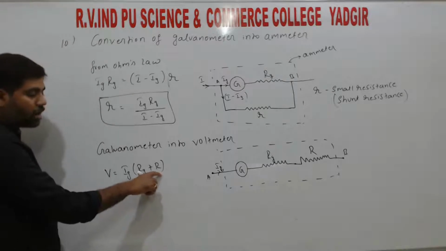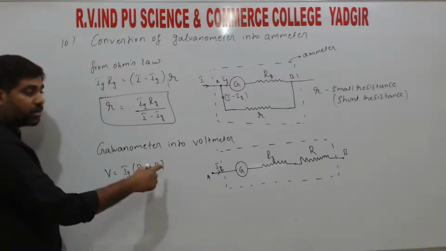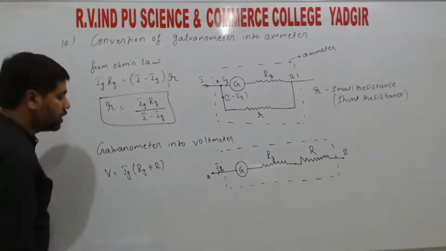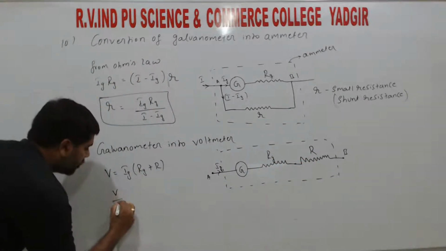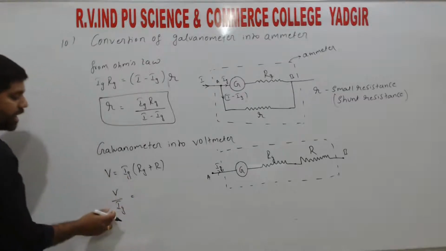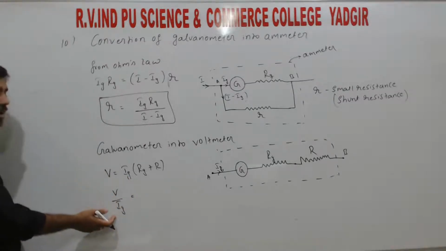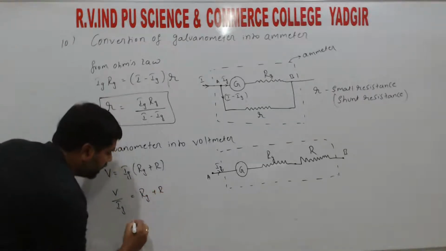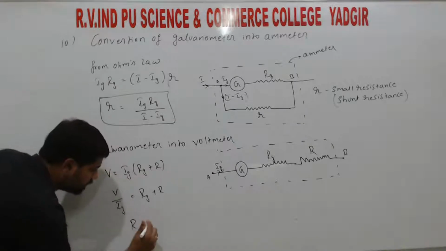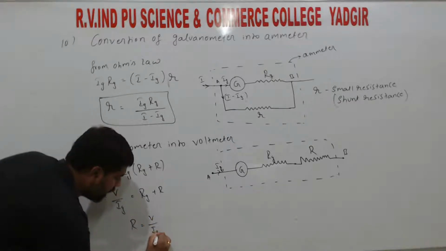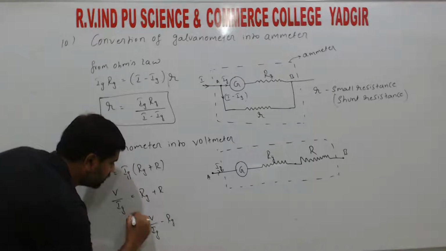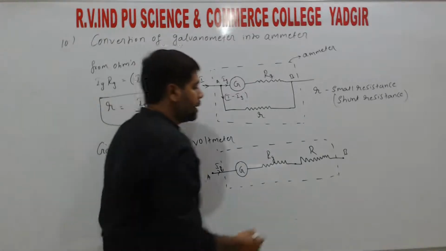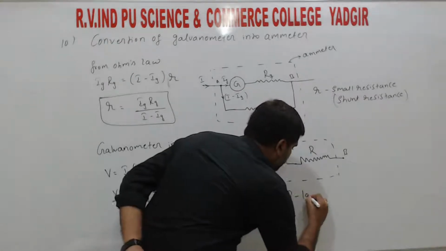So we need R. What we need is the capital R, that is, how much resistance we are going to connect in series with the galvanometer, right? If we simplify this relation and shift Ig to the LHS, it becomes V divided by Ig, which is equal to Rg plus R. We need R, so shifting Rg to the LHS, it becomes R equals V by Ig minus Rg, right? Where R is the large resistance.